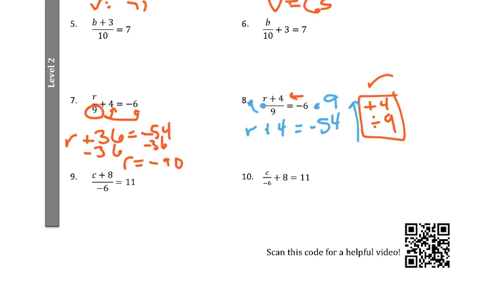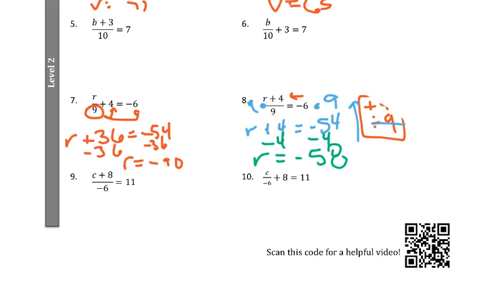Now that's going to look familiar when I go through and solve using the fraction method, but here we go. So r plus 4 equals negative 54. That took care of that step there. Let's go ahead and subtract 4 from both sides, and r equals negative 58.